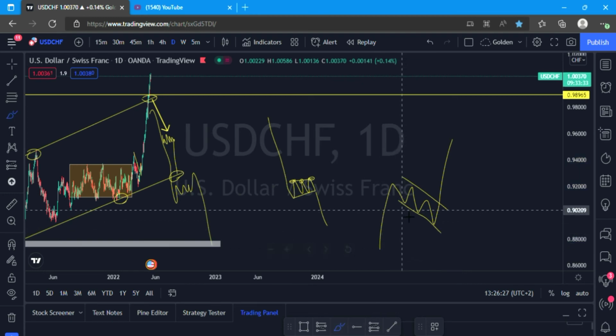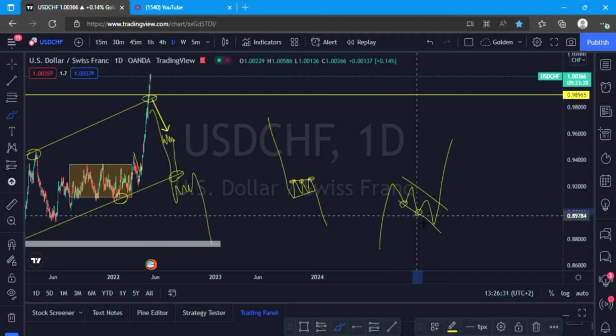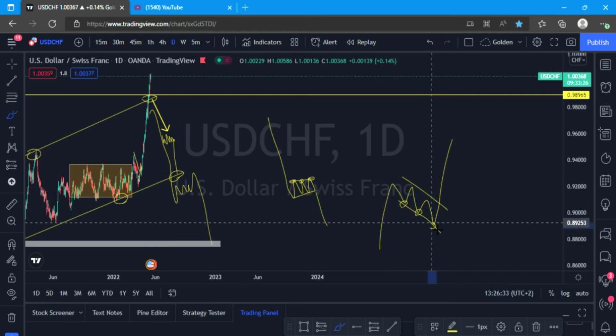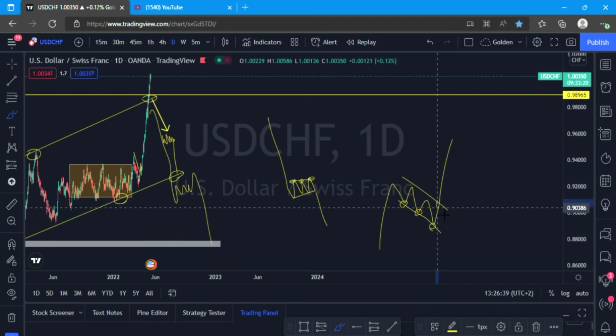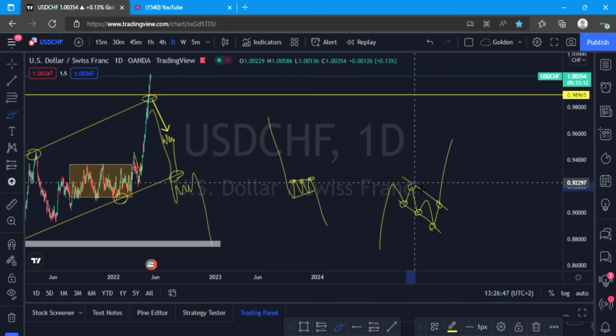So you can already see that we have our first touch there, our second touch there, then our third touch there, which is the high probability to enter the market and then move to the upside, break out of that structure when it reaches that third touch of the trend line, because we already have our first touch there, our second touch there, and then our third touch right there.